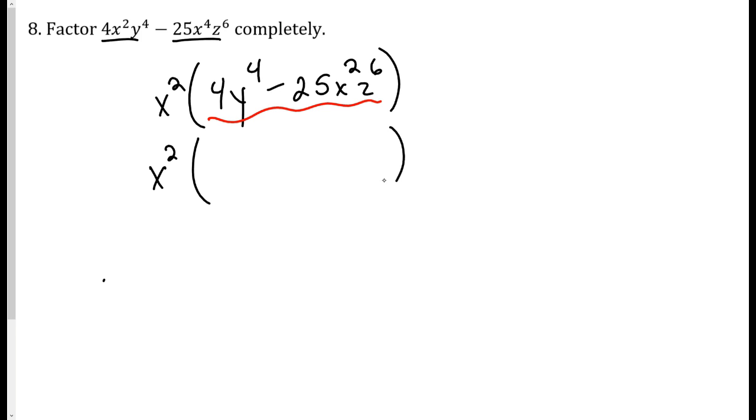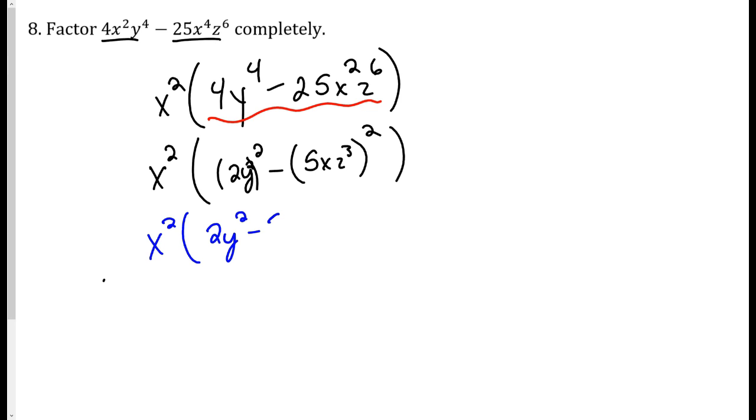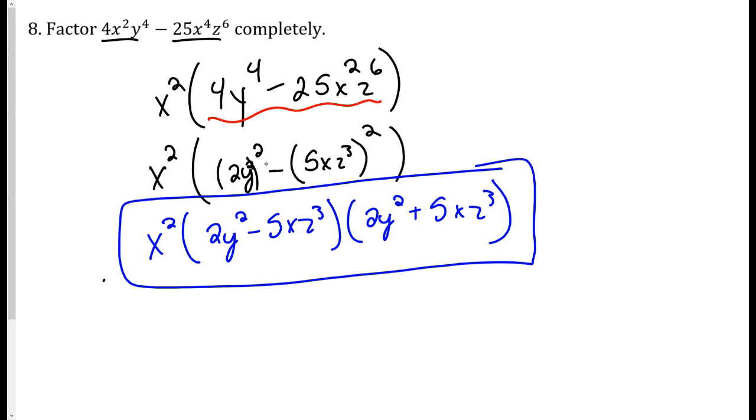We can factor it as the difference of perfect squares, because that's 2y squared. Sorry, that's 2y squared squared, because I want y to the 4th, minus 5xz cubed squared. And now we can apply the difference of perfect squares identity. We get 2y squared minus 5xz cubed times 2y squared plus 5xz cubed. This is just applying the difference of perfect squares to something that's kind of crazy, something a little bit more challenging than we've seen before.